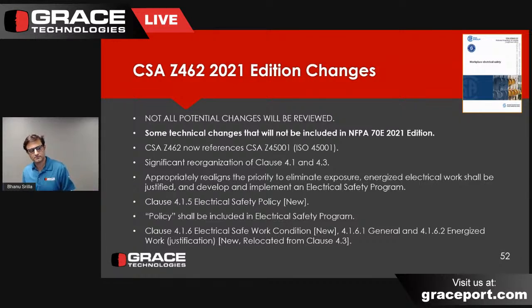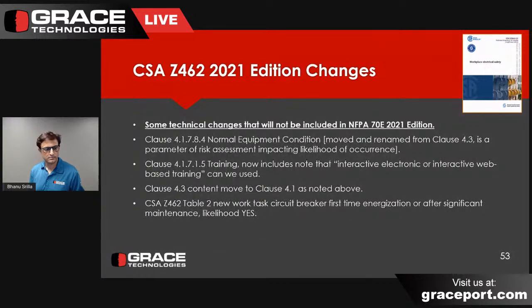Again, the changes align with the priority to eliminate exposure, energized work must be justified, and develop and implement a program. That's very clear now in both Article 110 and Clause 4.1. But I said we added that electrical safety policy in Clause 4.1.5 that's not in 70E. And the policy should be right at the front end of your electrical safety program, purpose, principles, and scope. You need to state policy.